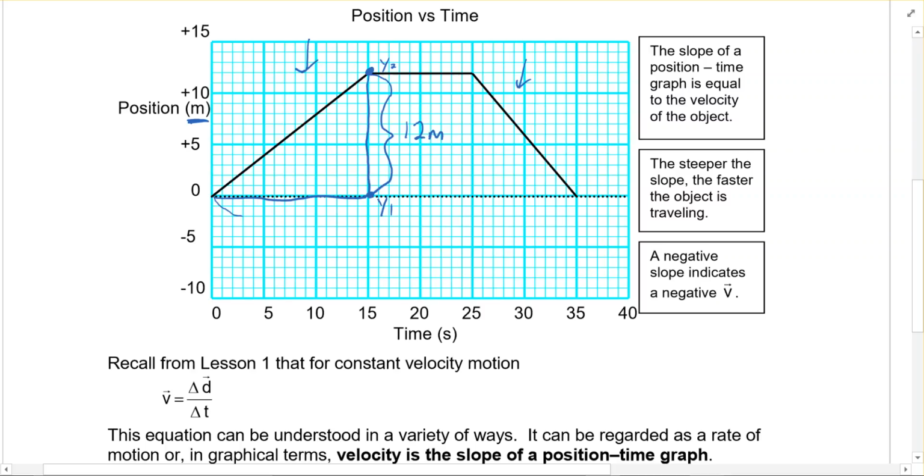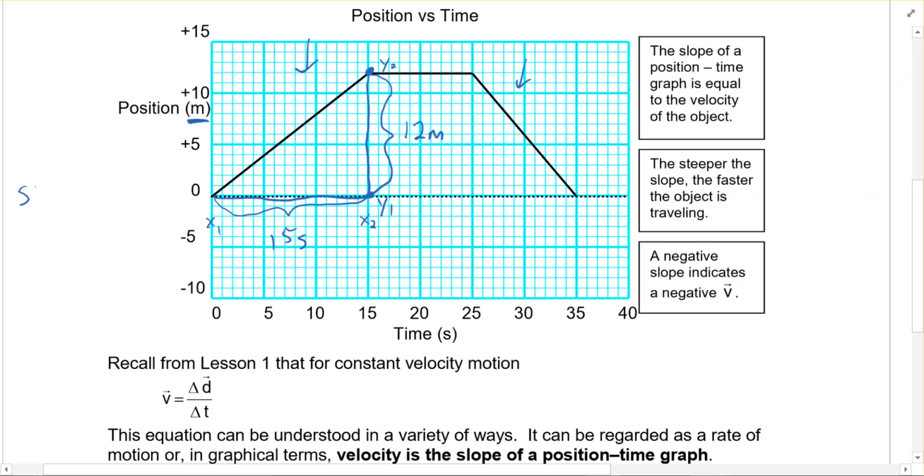My run is going to be in seconds, right? And in this case, that's going to be x2 minus x1. So that's going to just be 15 minus 0. This one's easy because there's zeros involved. So this is just going to be 15. So 15 seconds. So I got my rise, I got my run.